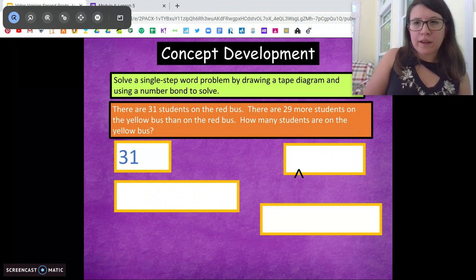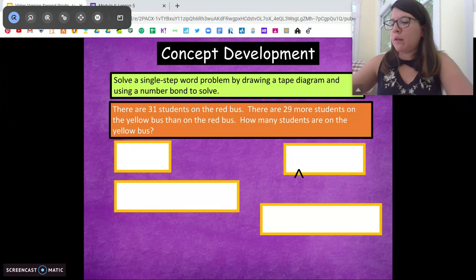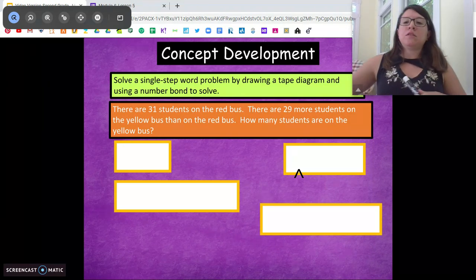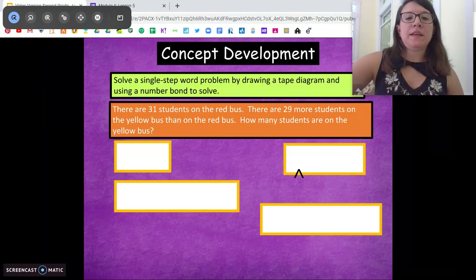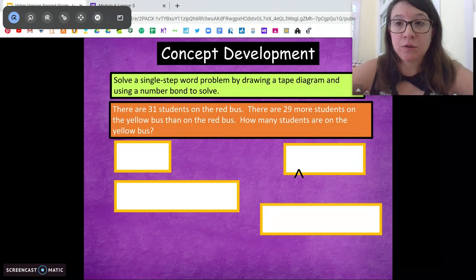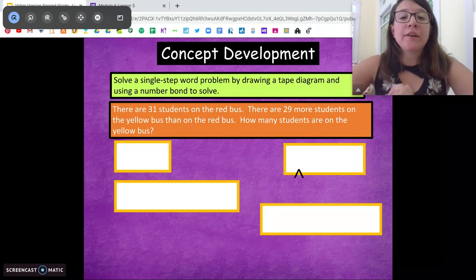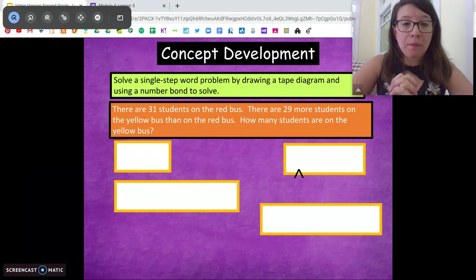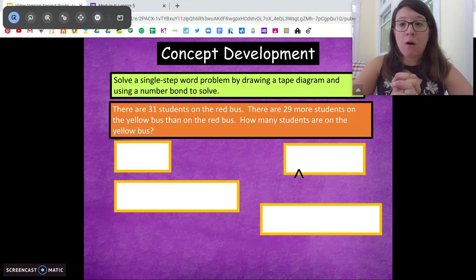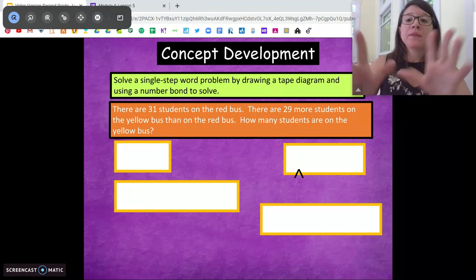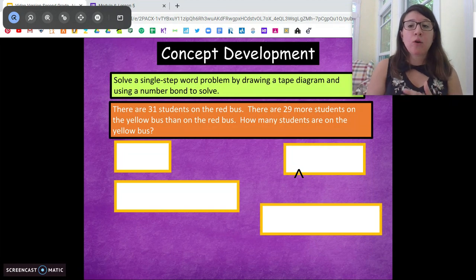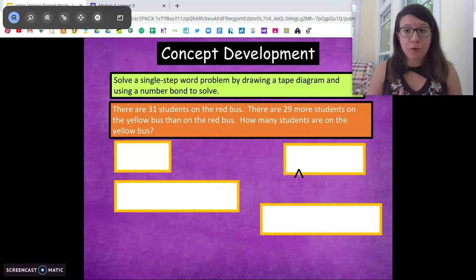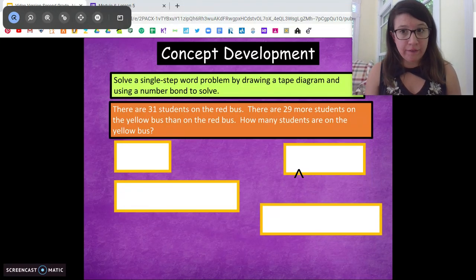Now, we are going to get moving into working through a 2-step problem. Right? So, here's what our problem says. There are 31 students on the red bus. There are 29 more students on the yellow bus than the red bus. How many students are on the yellow bus? Pause, talk to someone at home, don't solve. Talk to someone at home about what this question is asking you and how you could solve it.